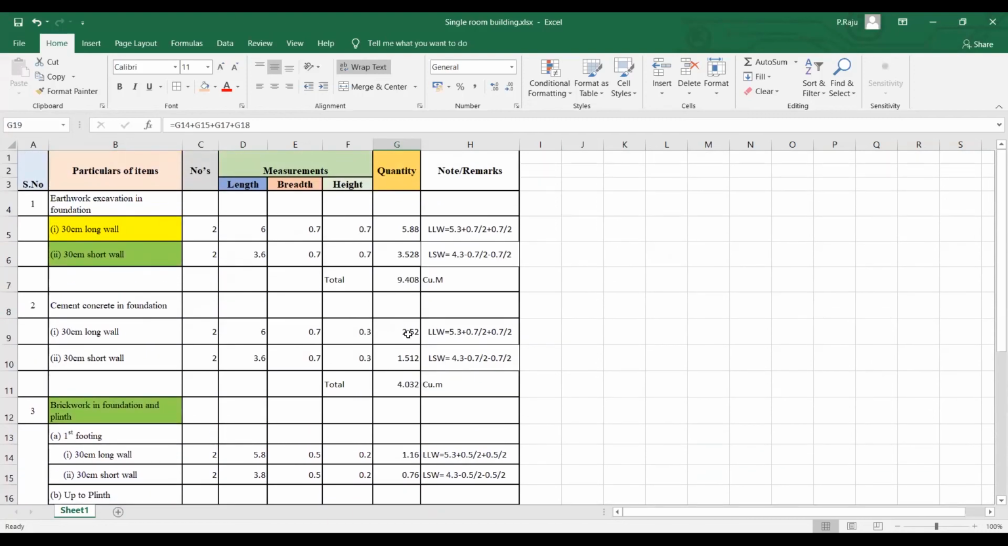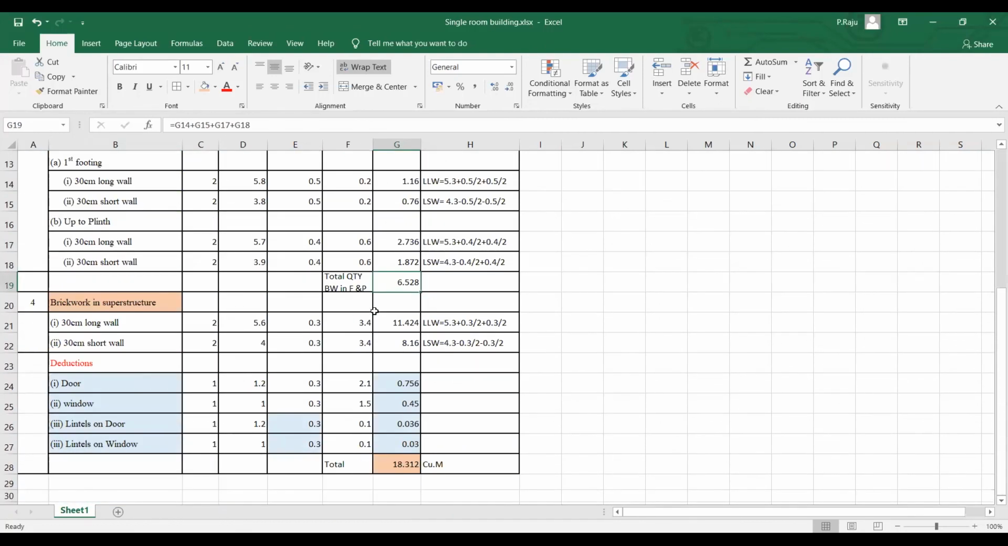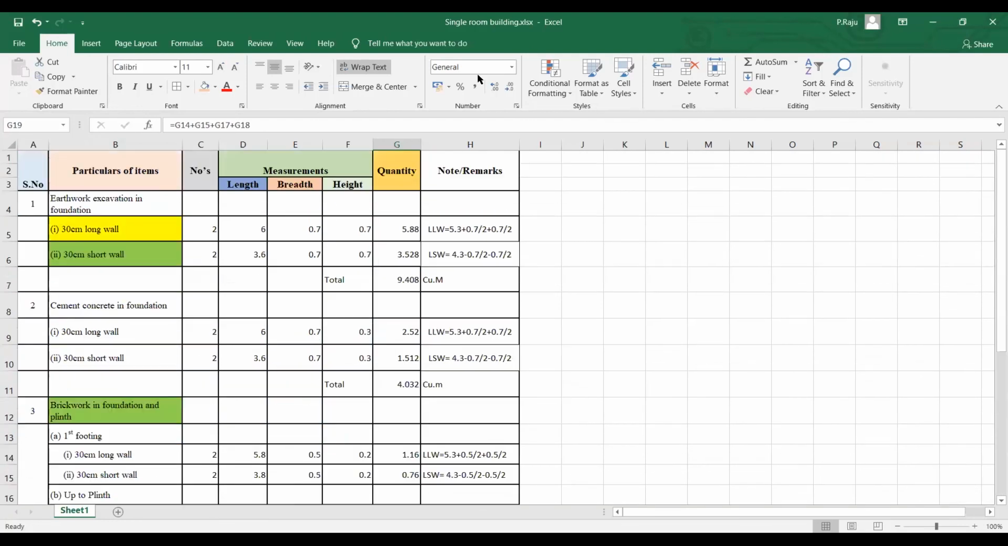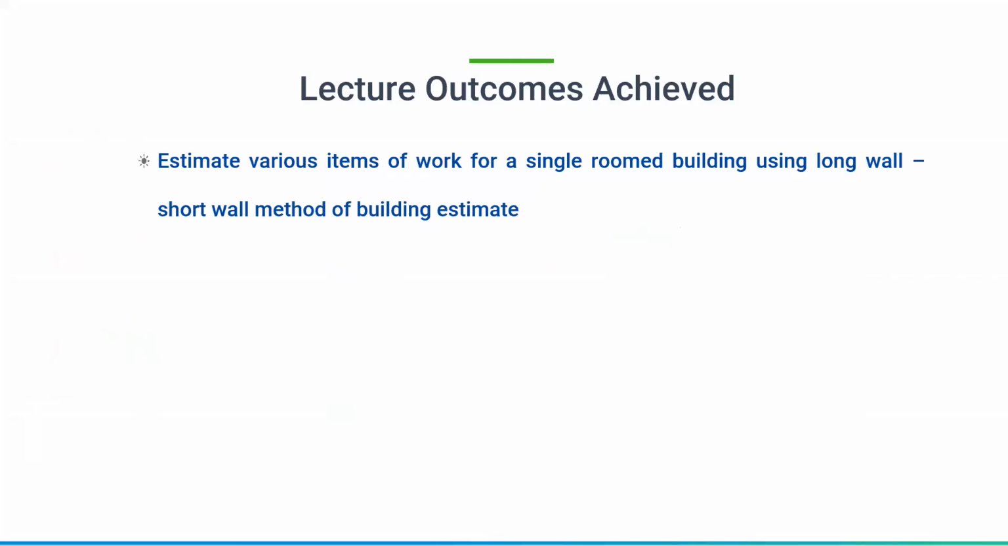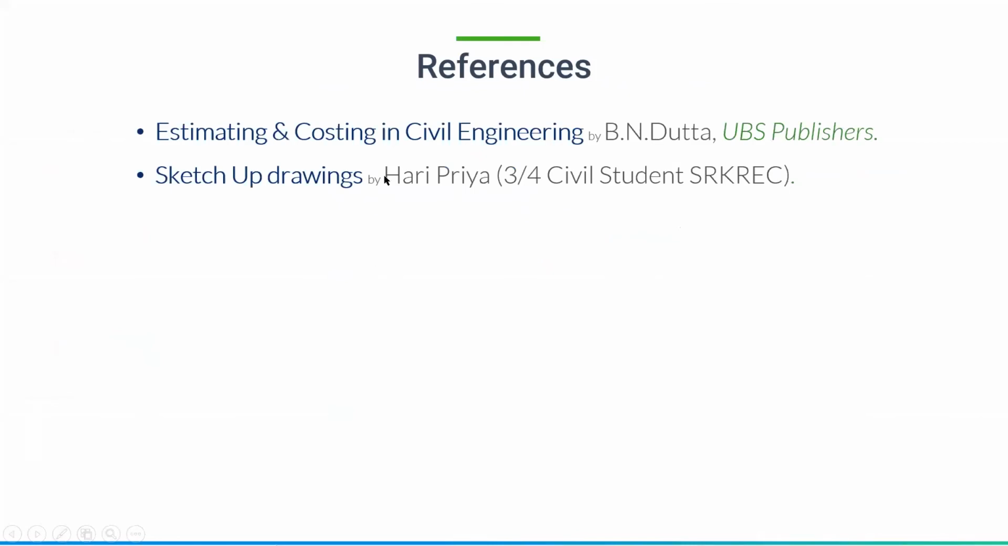So that's it. I think everyone is clear with this. The lecture outcomes achieved for today are: we have estimated various items of work like earthwork excavation, foundation concrete, brickwork in foundation and plinth, and brickwork in superstructure, and also deductions in brickwork in superstructure by using the long wall short wall method of building estimate. So this is what we have seen today, and these are some of the references I have used.